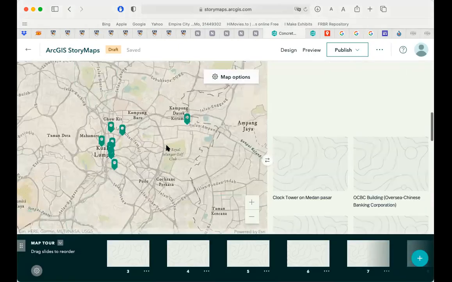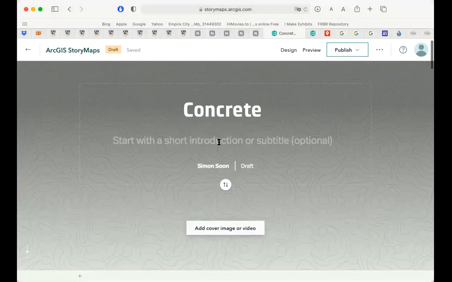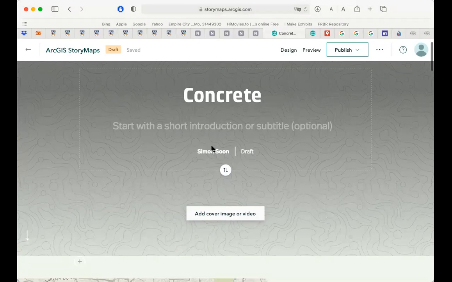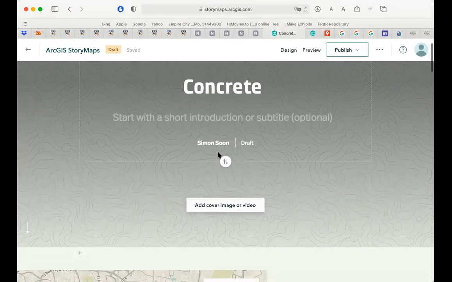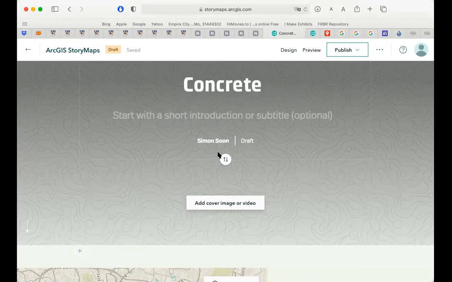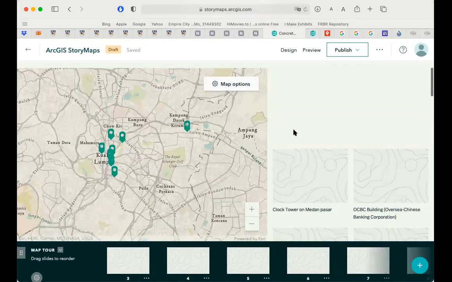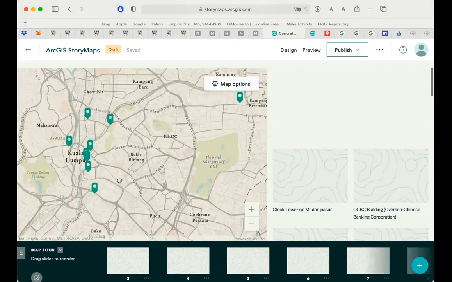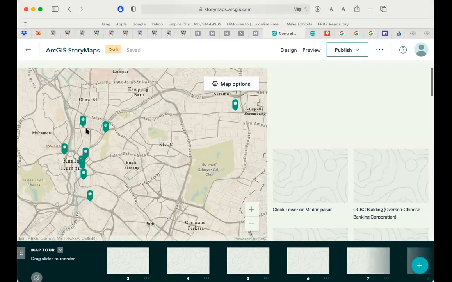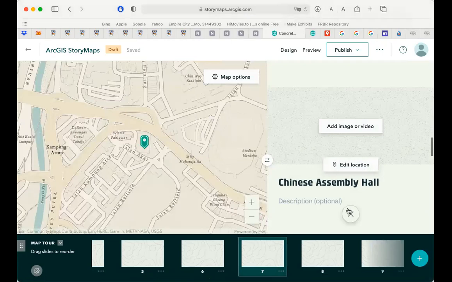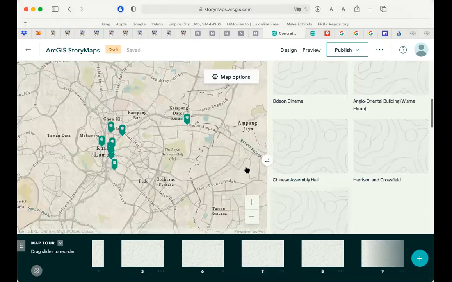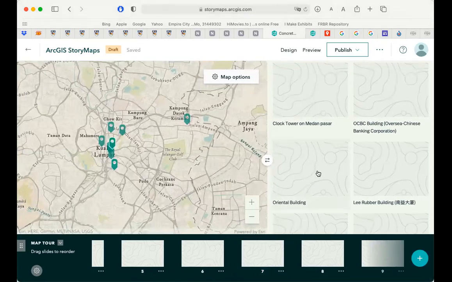So for example, this one I did very quickly. I wanted to look at modern architecture in KL in the early and mid 20th century by a particular architecture firm, right? So I got the data. In the early 20th century, I managed to map out all the different architectural projects that the firm undertook, including the Chinese Assembly Hall over here, and all that kind of stuff. And then I just put them in.